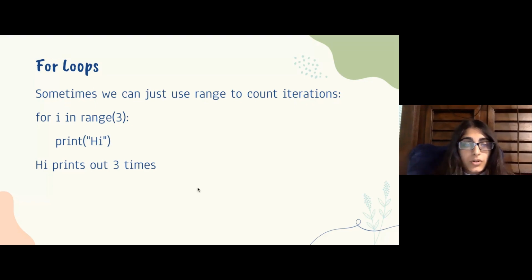Right, so we were on for loops. Sometimes we can just use range to count iterations. For example, we're going to go from 0 to 3. That just gives us 0, 1, 2. But that number doesn't really matter to us. We're just using it to count a number of times. So I print out hi 3 times with this for loop.